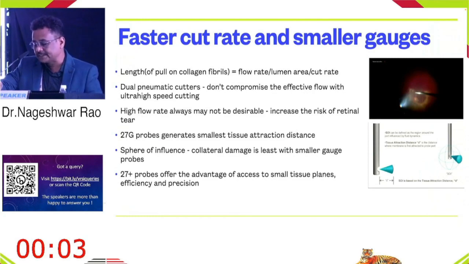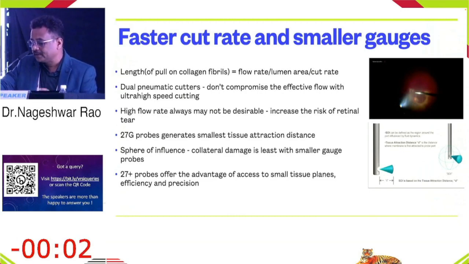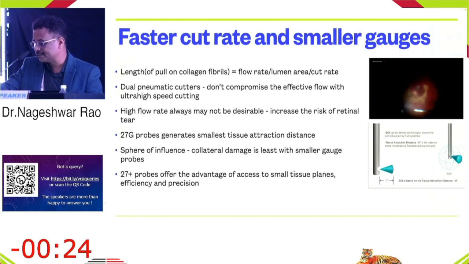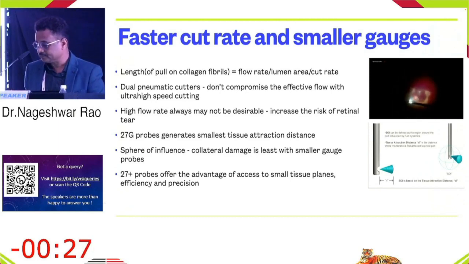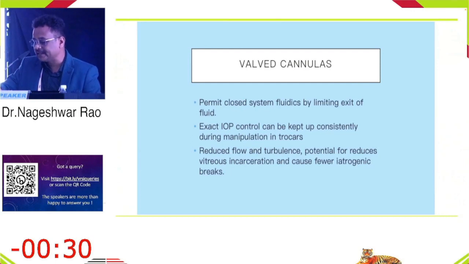And 27 gauge probes generate the smallest tissue resistance because of the sphere of influence. This is very good, and this is a mechanic incorporated in the Constellation machine, the sphere of influence. The thinner gauge cannulas and thinner gauge cutters have a very small sphere of influence, so that you can go very close to the retina and do the surgeries. You can manipulate the tissue. And these valved cannulas certainly have an advantage over the earlier ones because turbulence will be less during surgery.